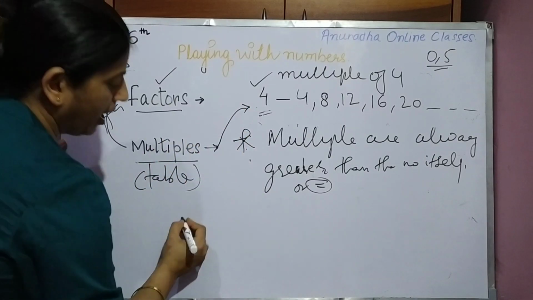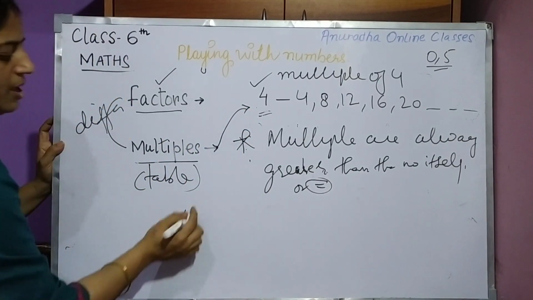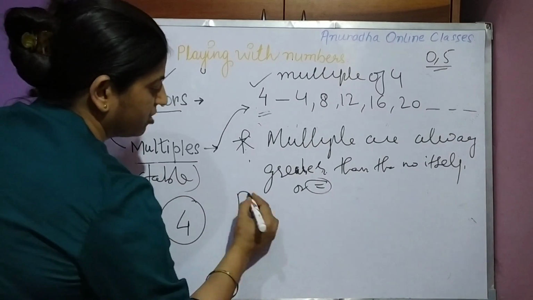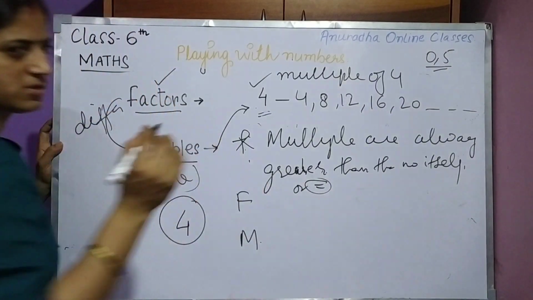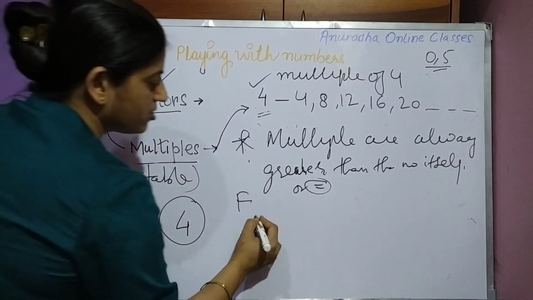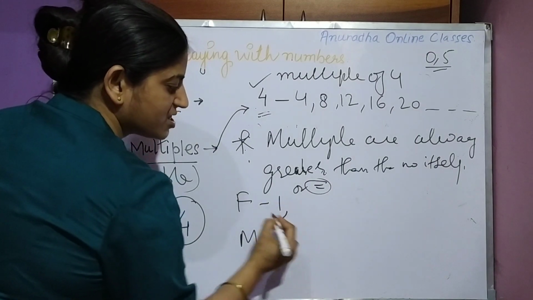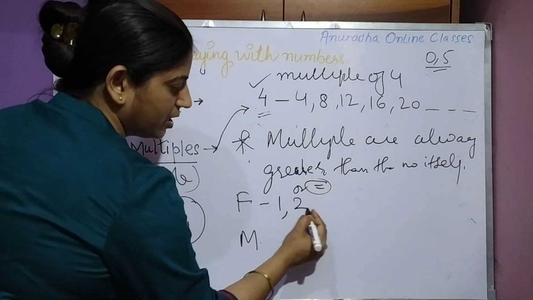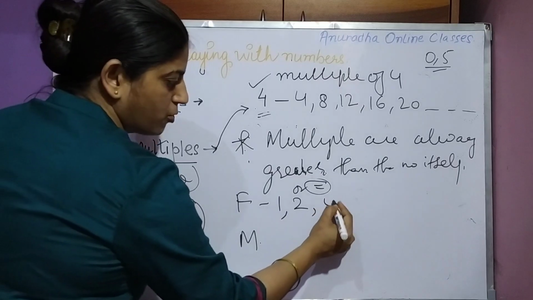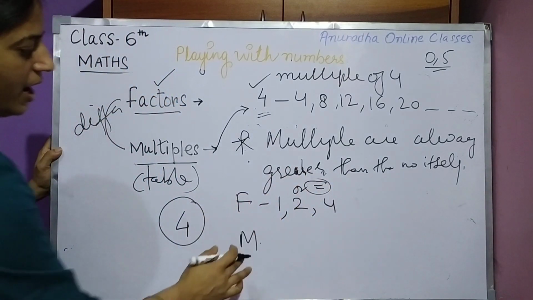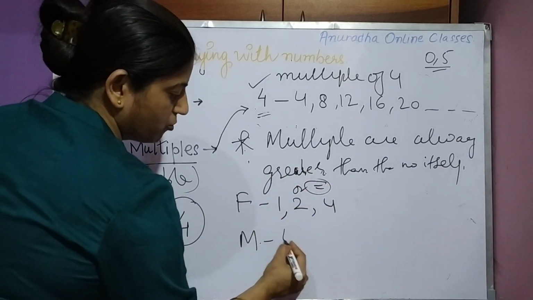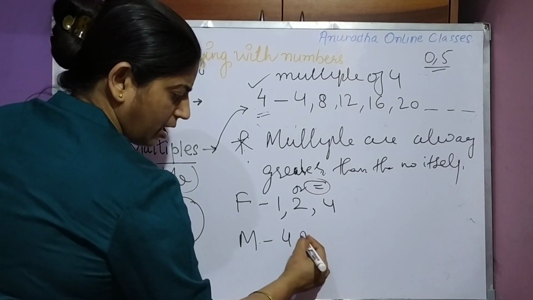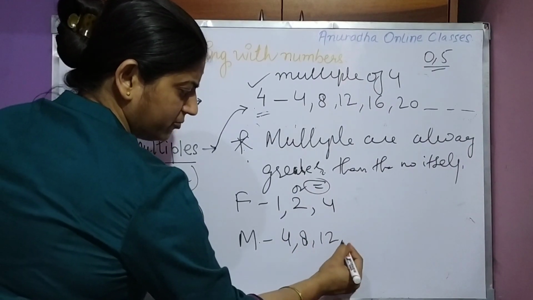Suppose I am talking about only this number. So you have to write the factors and multiples. What are the factors of 4? See, 4 किस की टेबल में आता है? 1 की टेबल में आता है, then 2 की टेबल में आता है और 4 की टेबल में आता है, बस. And multiples, if I say, तो 4, then 8, then 12.